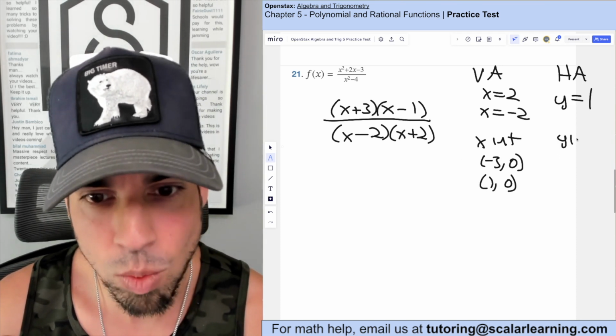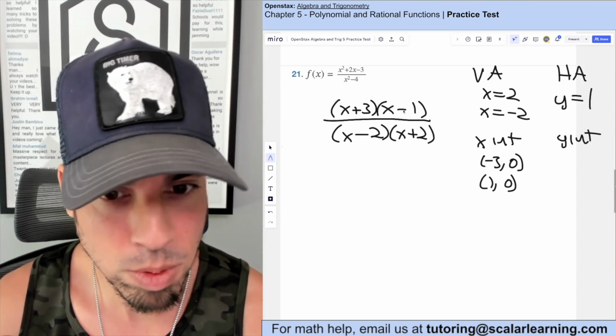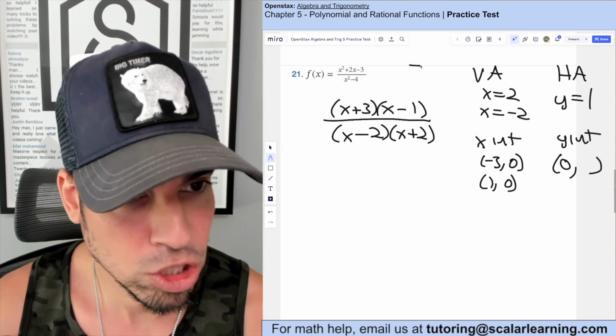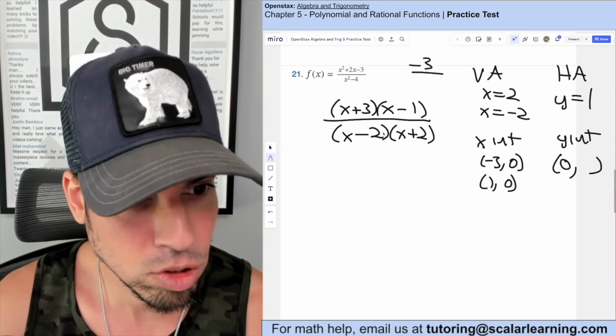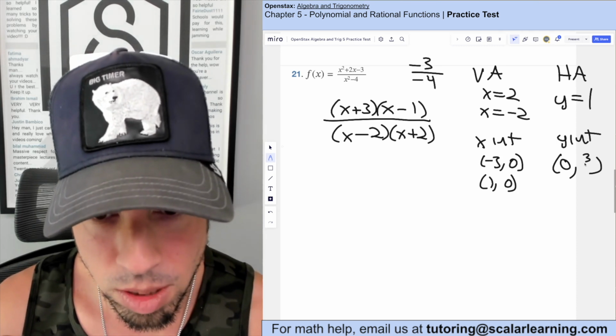Last but not least, for the y-intercept, the y-intercept occurs when x equals 0. So we plug in 0 for x and we get 3 times -1, which is -3, over -2 times 2, which is -4. So that gives us a y-intercept of 3/4.